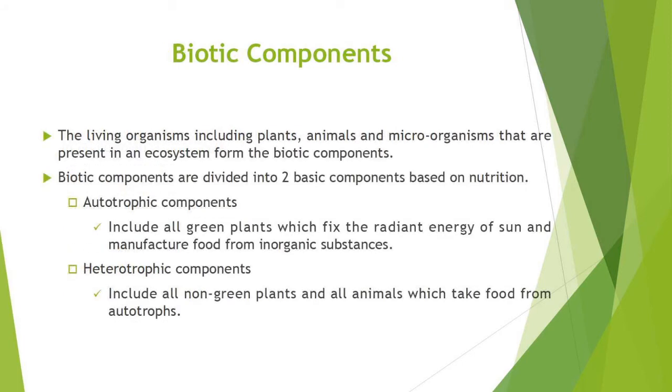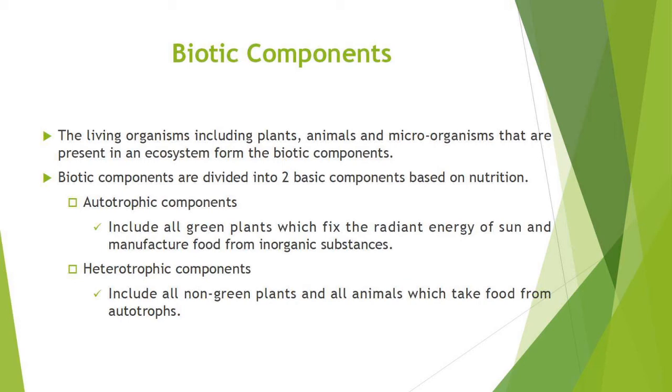Biotic components. The living organisms, including plants, animals, and microorganisms such as bacteria and fungi, that are present in an ecosystem form the biotic components. From nutrition point of view, the biotic components can be grouped into two basic components, autotrophic components and heterotrophic components. Autotrophic components include all green plants which fix the radiant energy of sun and manufacture food from inorganic substances. Heterotrophic components include non-green plants and all animals which take food from autotrophs.